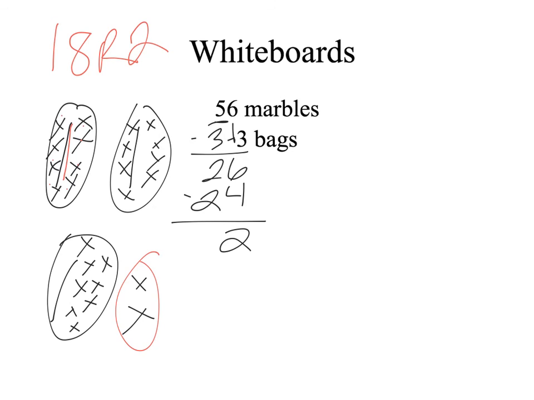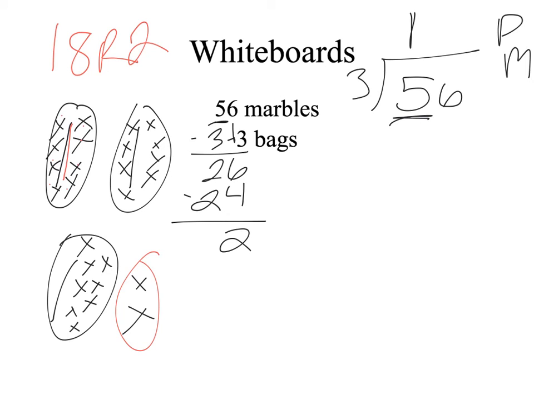Now, if I do it the long algorithm way, I have 56 marbles divided into 3 bags. So first I'm going to look at my tens. If I'm putting them into 3 groups, how many tens can I put into 3 groups? I can put 1 ten, that's divide. Now I'm going to multiply. 1 times 3 is 3. Then I'm going to subtract. 5 minus 3 is 2. Check. This number is smaller than my divisor, so I'm good.